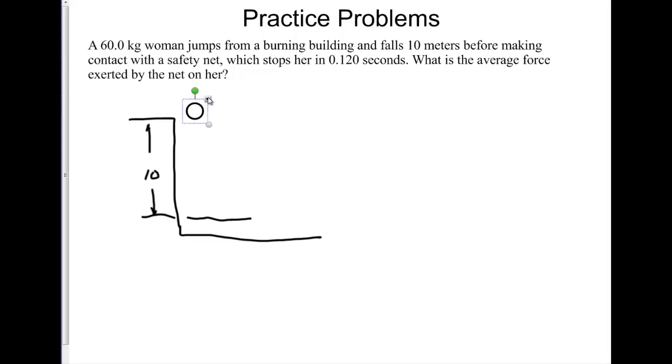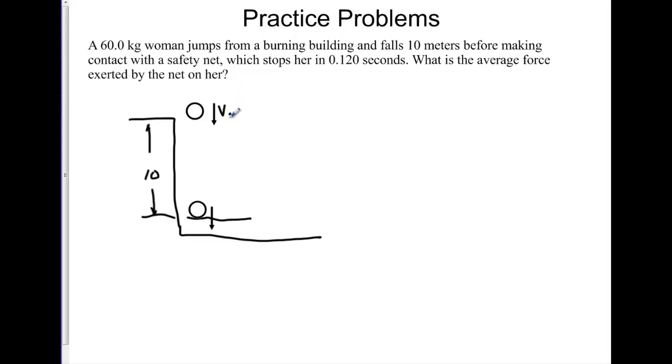And I'll go ahead and copy that down too. Clone that. Alright, so here she is hitting the net. We'll go ahead and draw vectors representing her velocity here, and we'll represent the velocity here. Let's go ahead and label this. This would be our initial velocity.